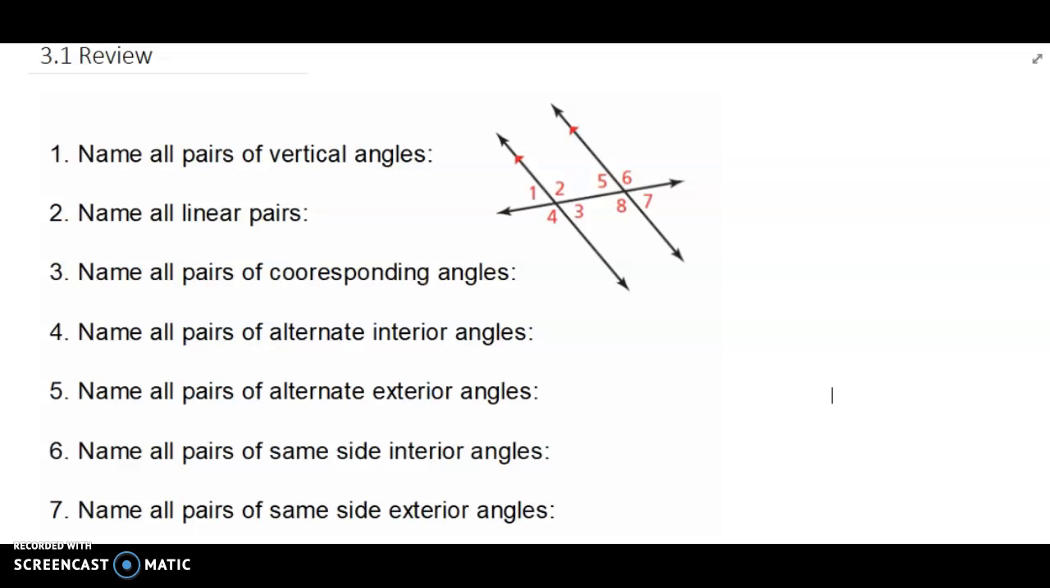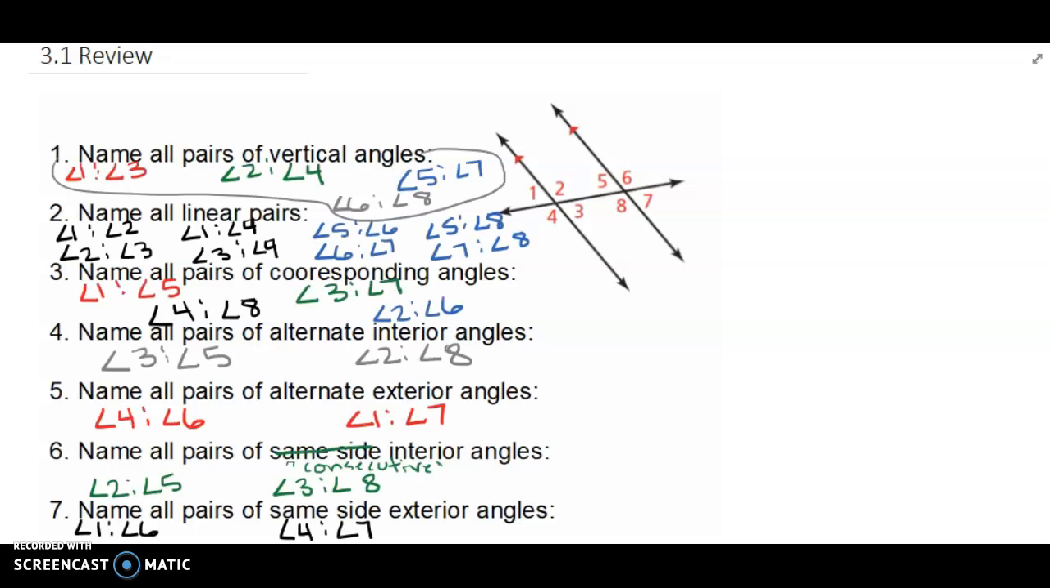All right, guys, I'm going to pause this video and I want you to go back through your notes on 3-1 if you need to. Hopefully you don't, but if you need to, go back through your notes and list all pairs for number 1 through 7. I believe all of these will have more than one pair. So go through and list all pairs that are given what each number represents.